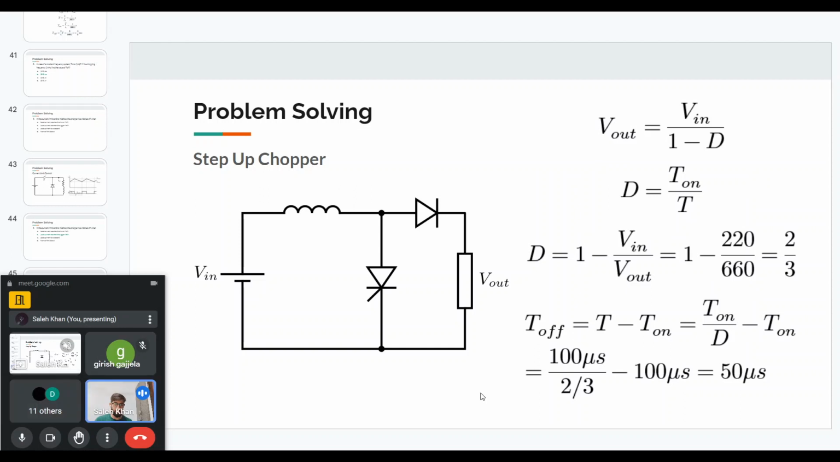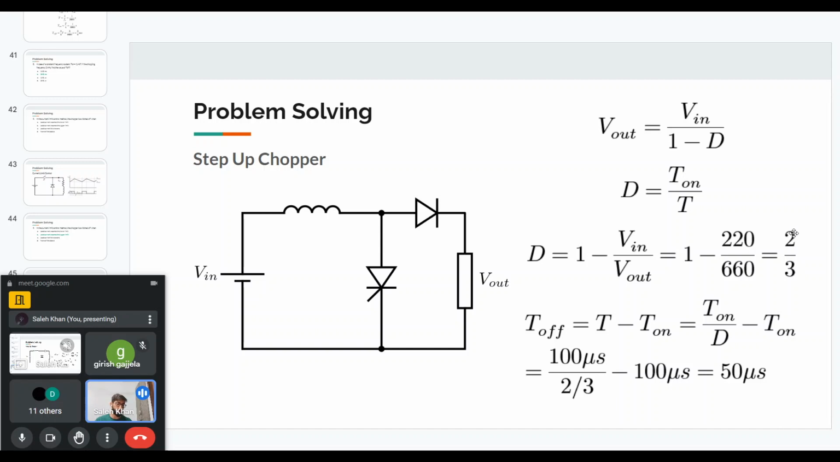So let's see. For a chopper, the output voltage is given by this top equation. The output voltage is input voltage divided by 1 minus D, where D is the duty ratio. It's T on divided by the total time. So from the first equation, I can find what D will be if we are given an input voltage and an output voltage. In this case, if you substitute the values, you will get a duty ratio of 2 by 3.